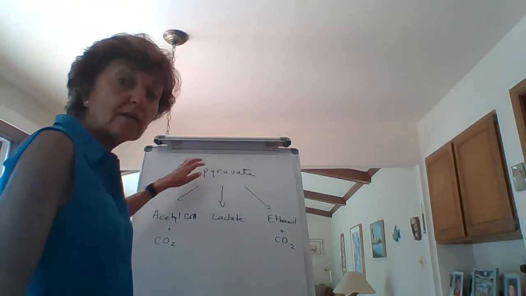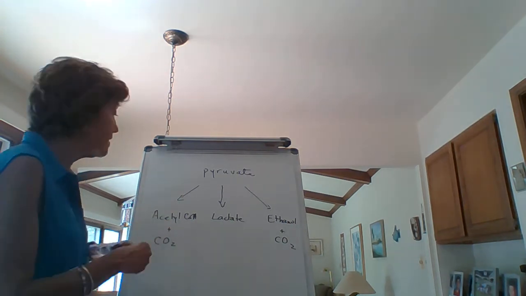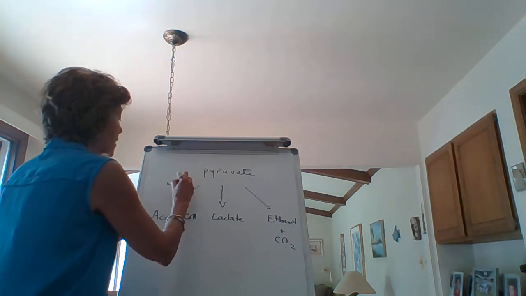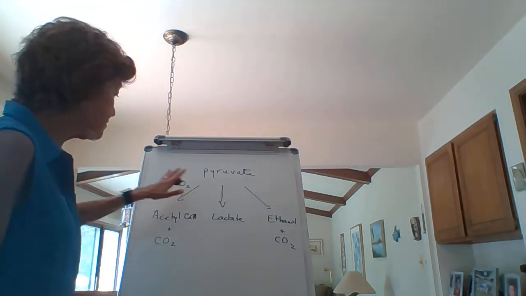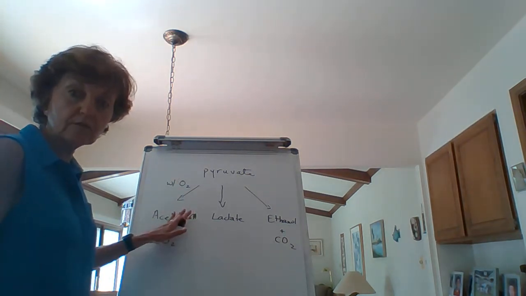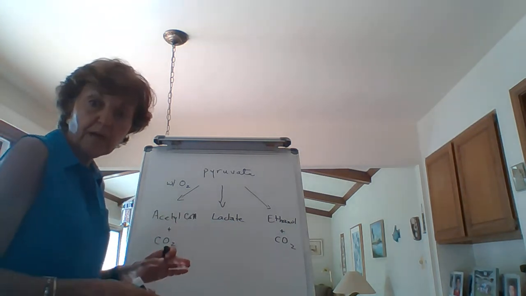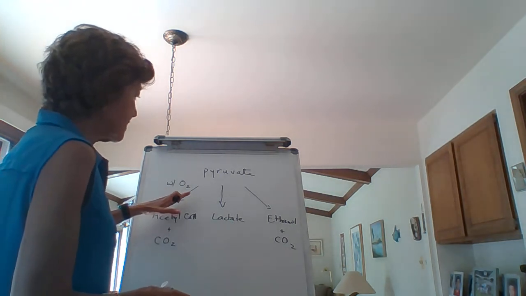So under aerobic conditions, pyruvate gets turned into this acetyl-CoA plus carbon dioxide. And this is with oxygen. This is in a human muscle cell. This is what goes on if there's enough oxygen, okay? Remember, coenzyme A is derived from pantothenic acid. The enzyme here is pyruvate dehydrogenase.